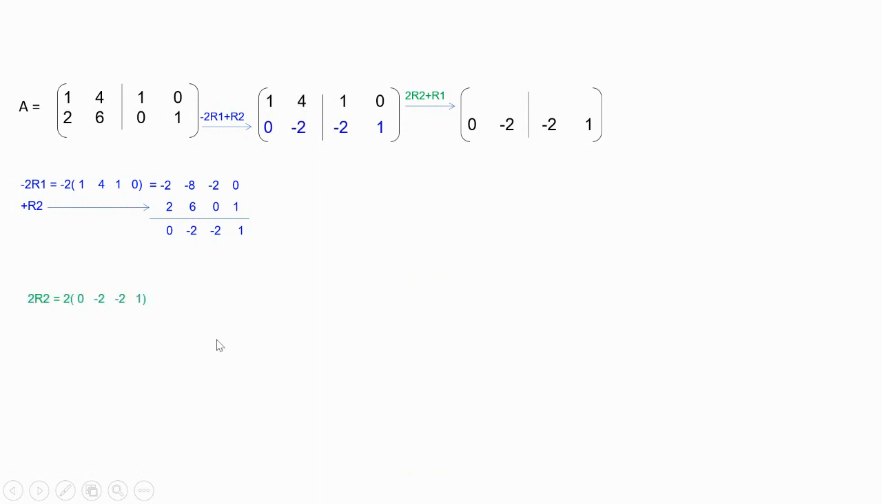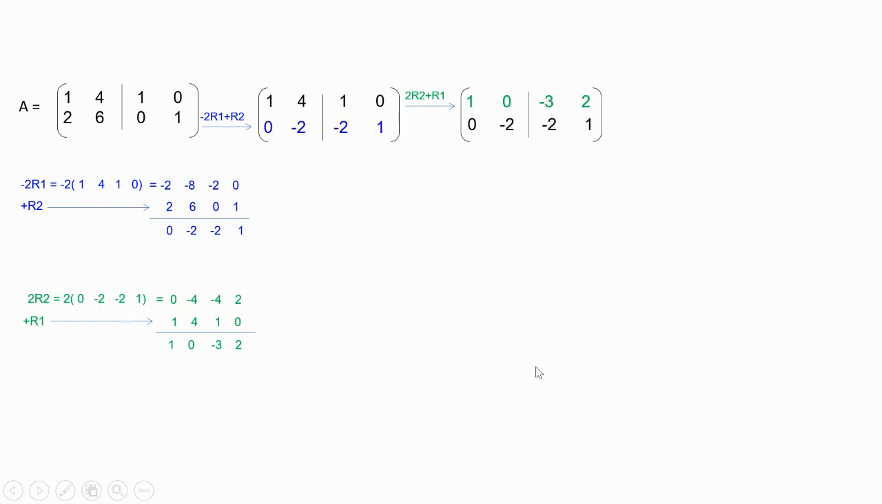Okay, and here's my work. And again, guys, I color code everything. This way, students can see each required step. So 2 times row 2, which is 0, -2, -2, 1. After I do the operation, I get 0, -4, -4, 2. I'm going to add it to row 1. Row 1 is 1, 4, 1, 0. After I do the operation, it's going to give us 1, 0, -3, 2.